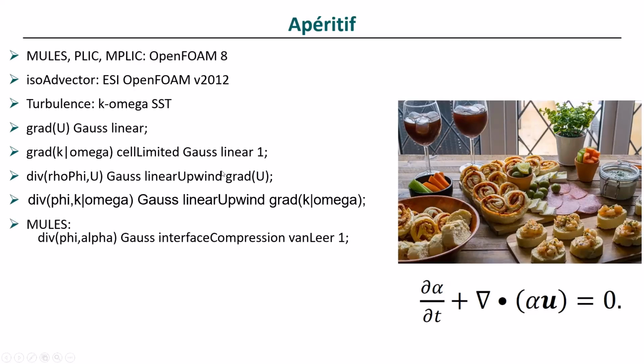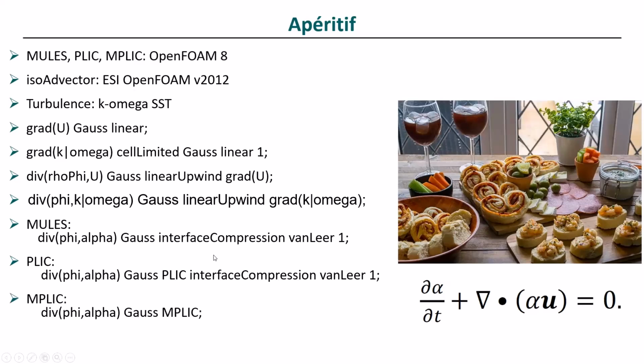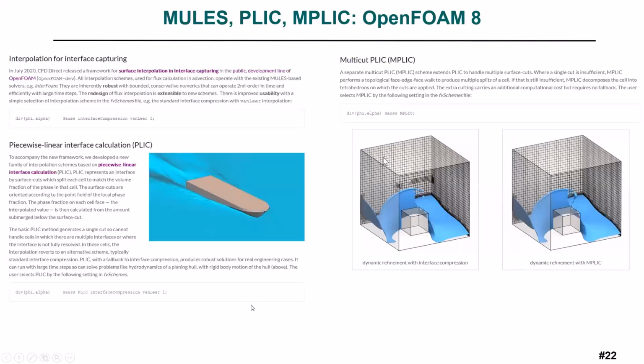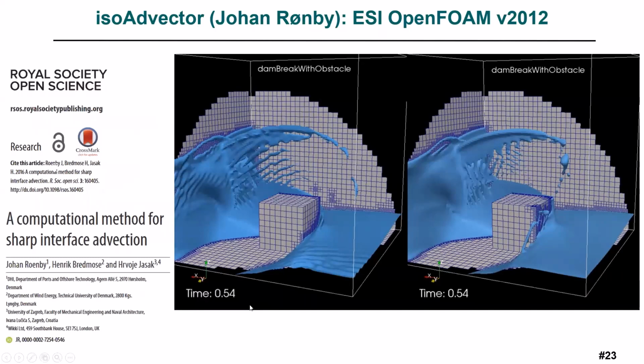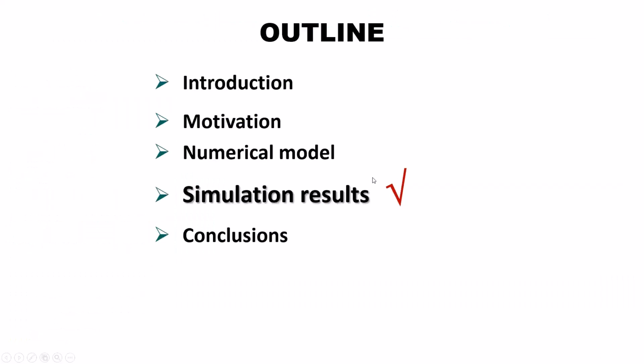I just took standard settings for MULES: interface compression, Van Leer. Standard for PLIC: interface compression, Van Leer, and the MPLIC scheme. Additionally, there was the isoAdvector scheme. What we are speaking about is how to solve this advection equation for the volume of fluid. These are just descriptions from the homepage; you can find more details about these models. I used the isoAdvector from Johan Rønby for the comparison.